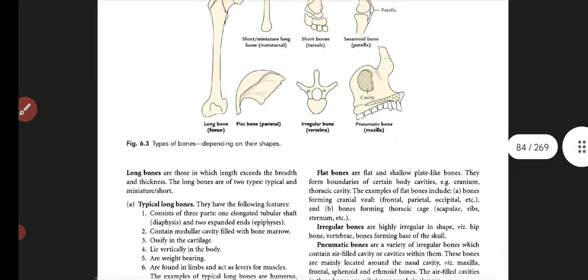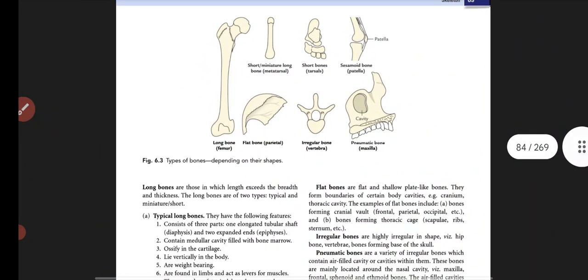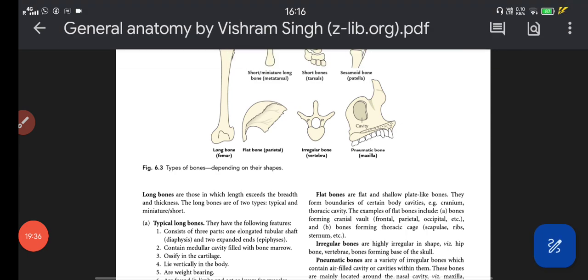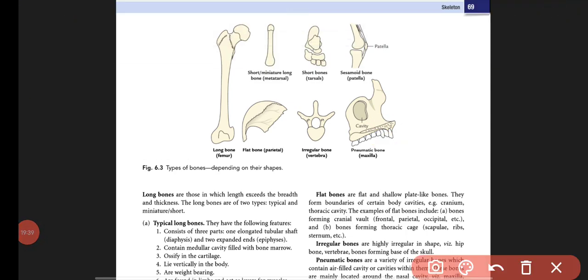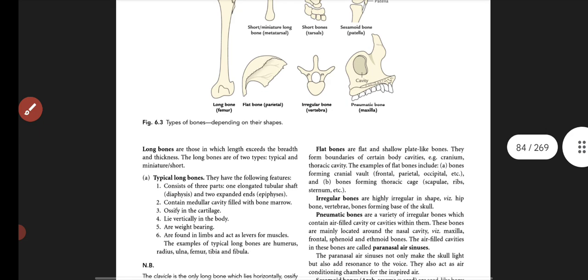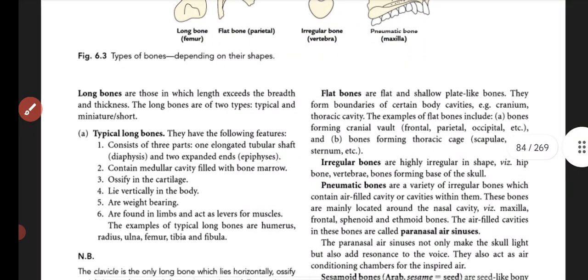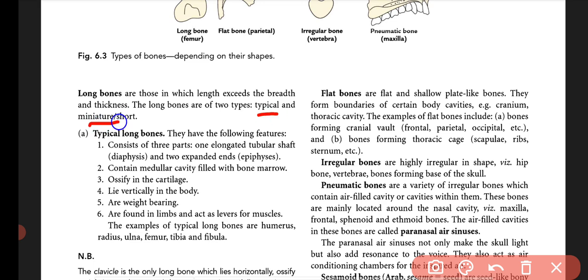The number one is the long bone. We'll go to the long bone portion. Long bones are those which in length exceed the breadth and thickness. Its length is greater than the breadth and thickness. The long bones are of mainly two types: typical and miniature or short. Number one is typical long bones. The typical long bones consist of the following features.